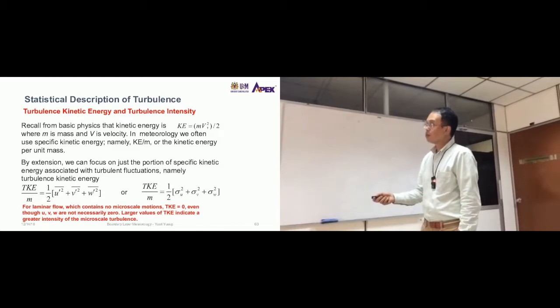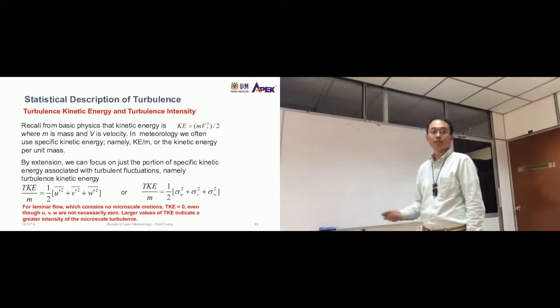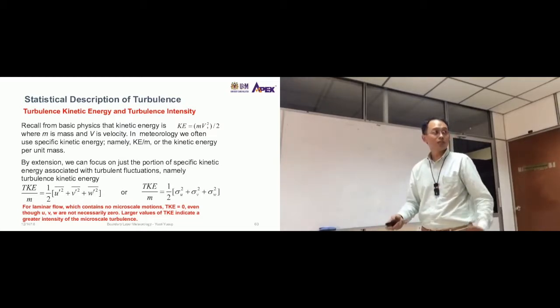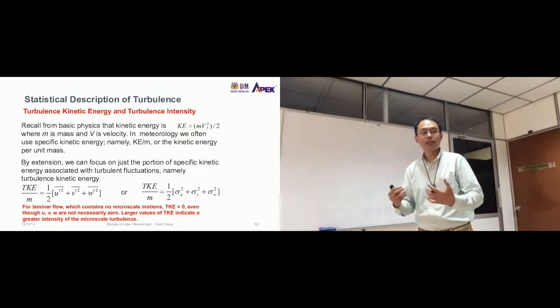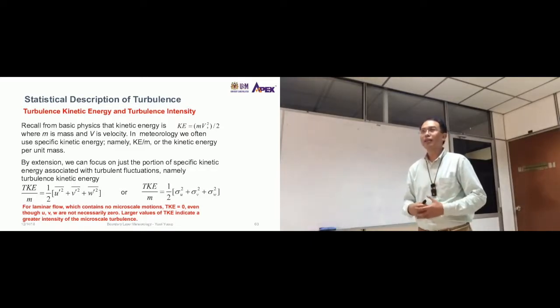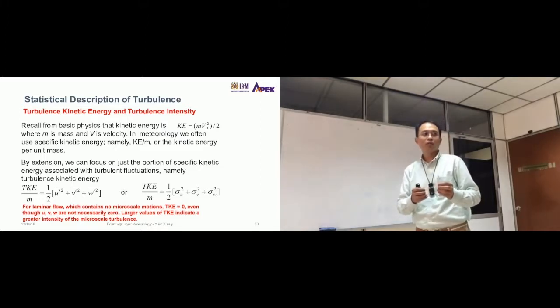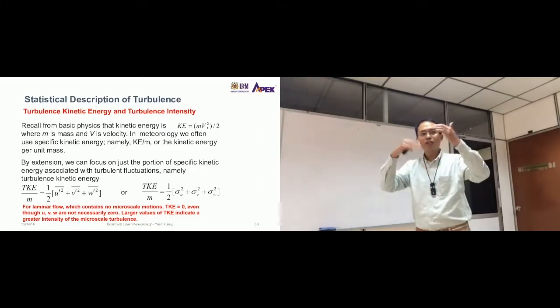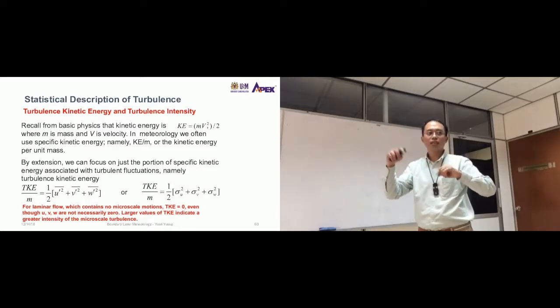For laminar flow, which contains no microscale motions, the turbulent kinetic energy is equal to 0. Does that make sense? It does, because in laminar flow, there's no turbulence. There could be flow, there could be velocity, and the velocity could be high, but then the variations of velocity within that flow are very small. Or when we get the average of all the variations, we see that the turbulent kinetic energy is just 0 in laminar flow.